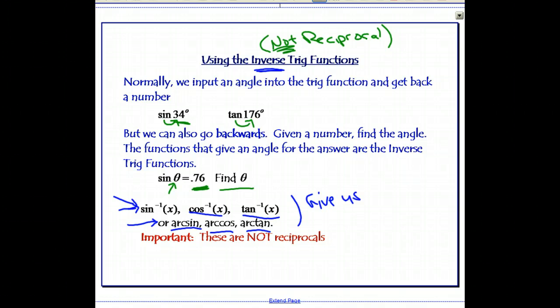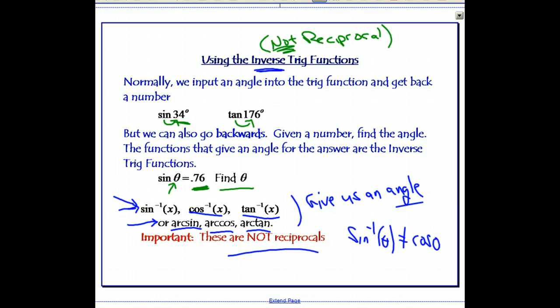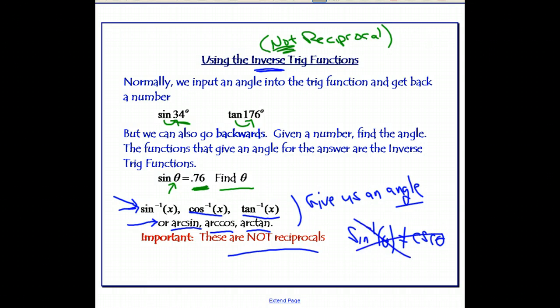So they give us an angle, not to be confused with an angel. All right, so they give us an angle for the answer. And again, do not confuse these with reciprocals. The sine inverse has nothing to do with the cosecant, the reciprocal of sine. The sine inverse and cosecant don't even relate to each other. And they often get confused that way. That little -1 notation kind of makes you think reciprocal, but it's not a reciprocal. It's an inverse function, so it's going to give the angle for the answer.